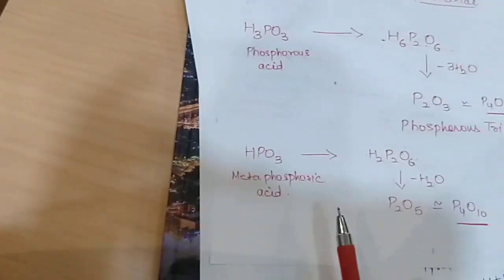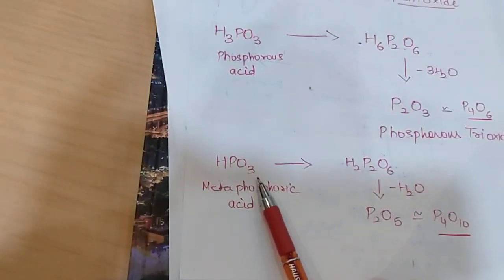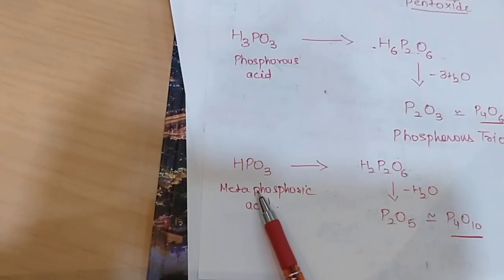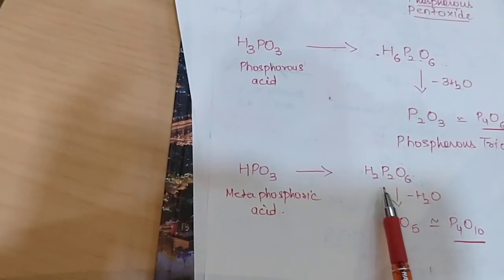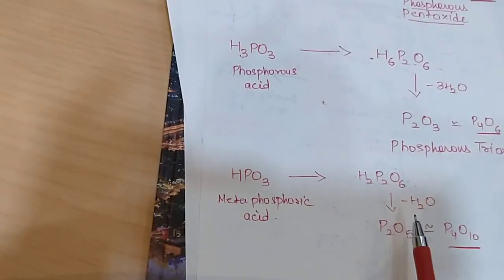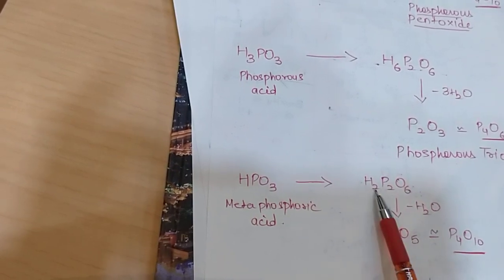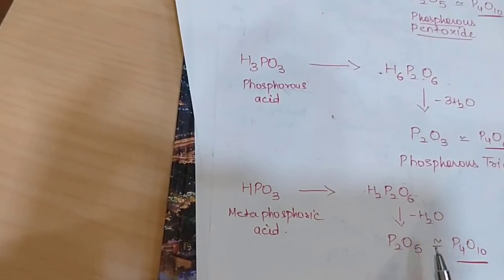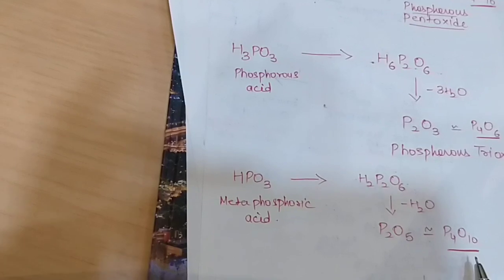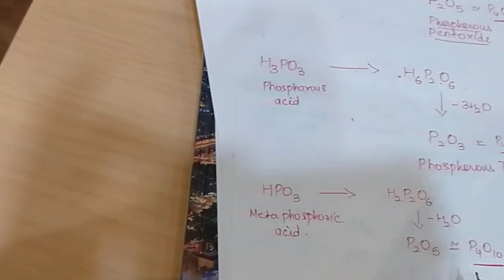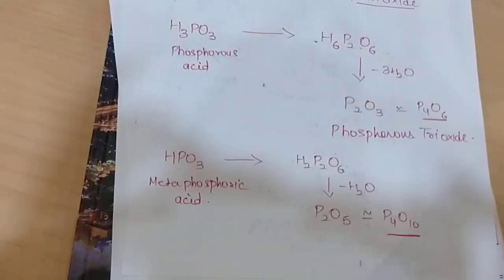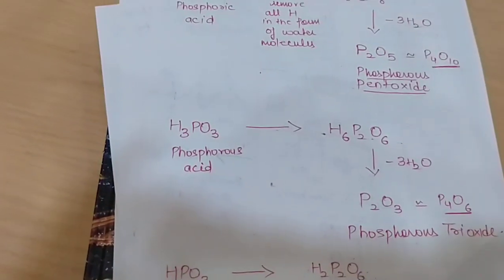Next is metaphosphoric acid. It is HPO3. We'll double it to remove all the hydrogens in the form of water. The formula becomes H2P2O6. We'll remove one water molecule to completely remove the hydrogens. The formula will become P2O5. So P4O10 is also an anhydride for metaphosphoric acid. This way we can calculate all the anhydrides.